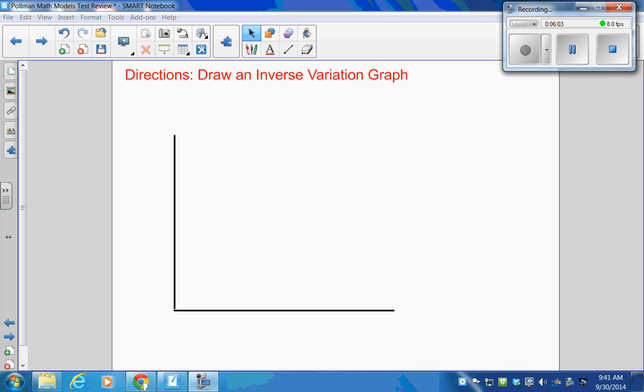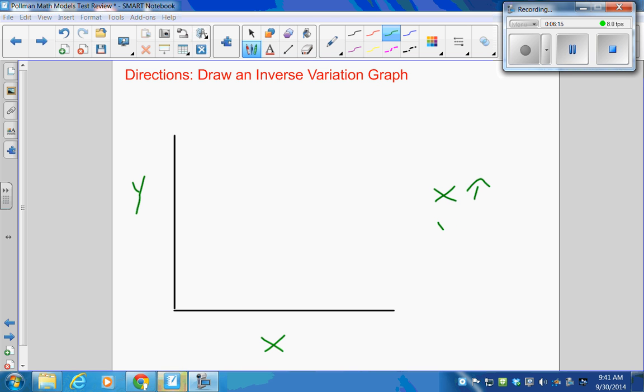There are 2 types of inverse variations. Inverse just means, as one of them goes up, so if my x went up, my y would have to go down. Or as my y goes up, my x would have to go down. This will be my y, this will be my x.